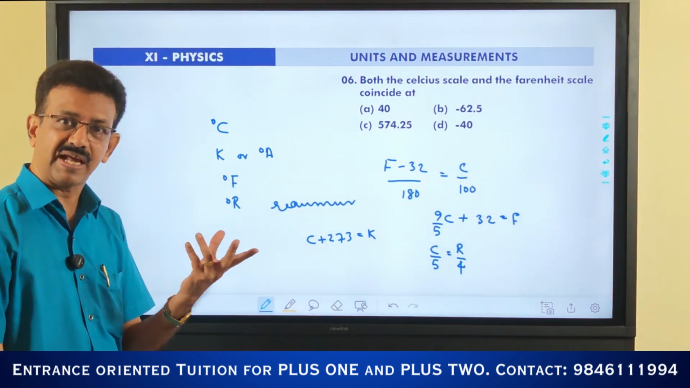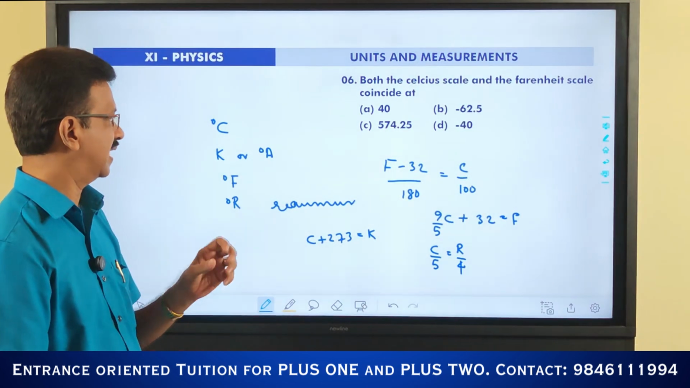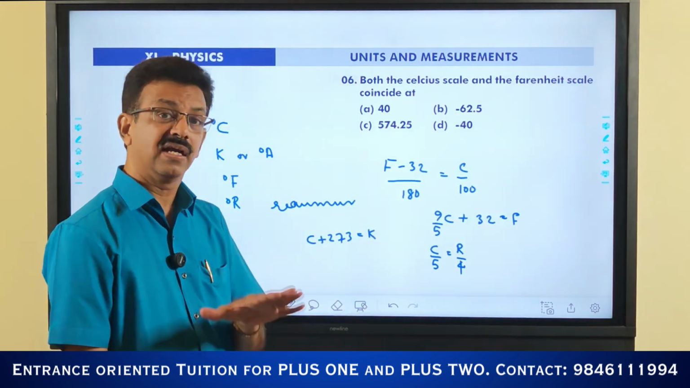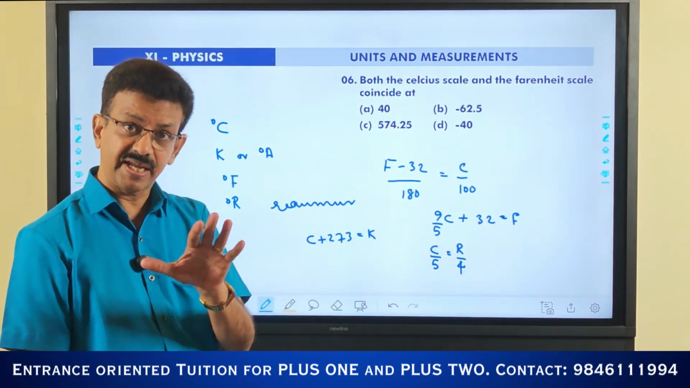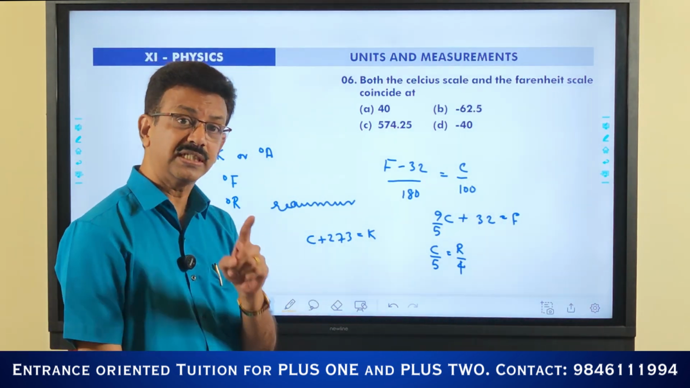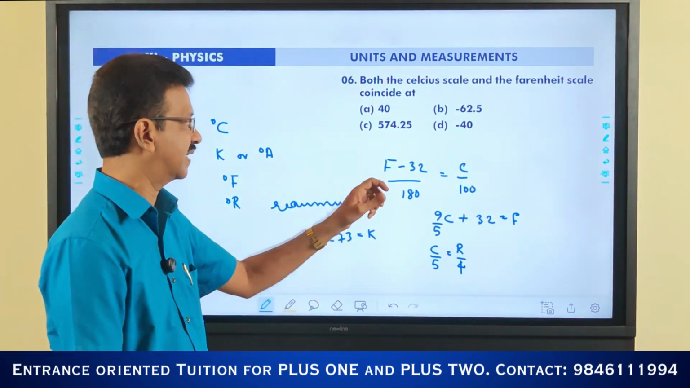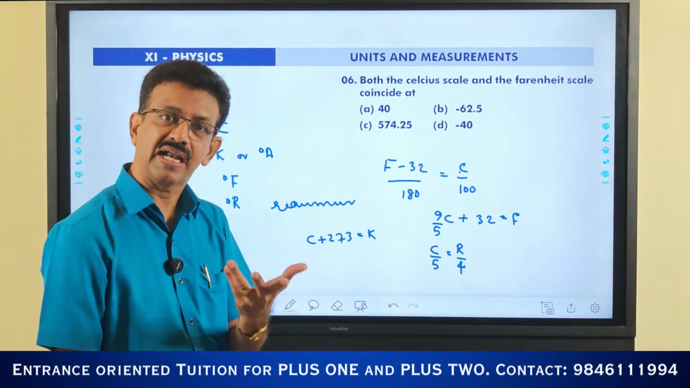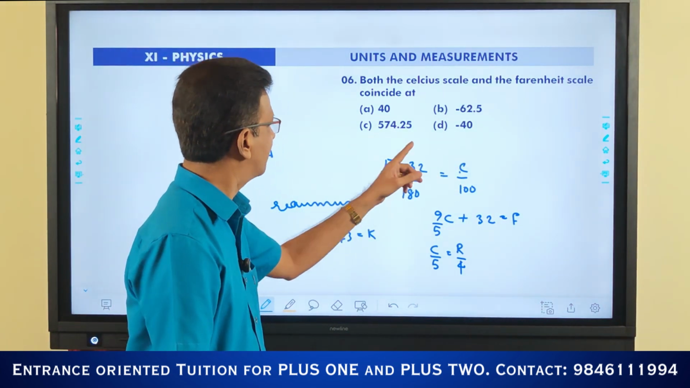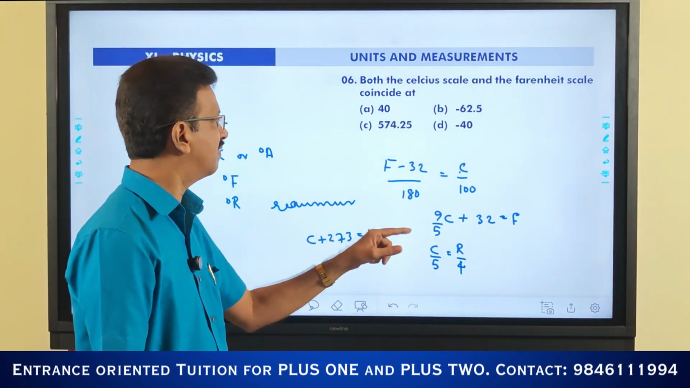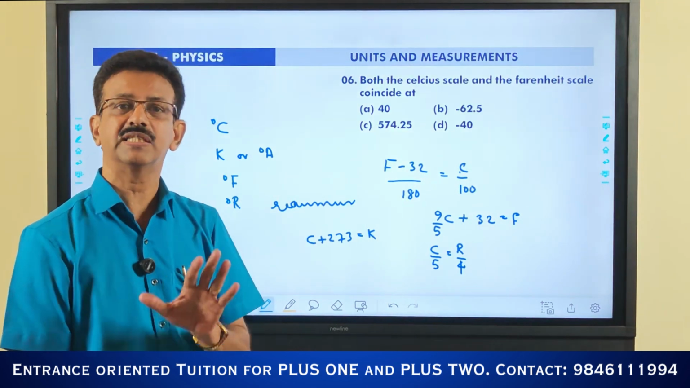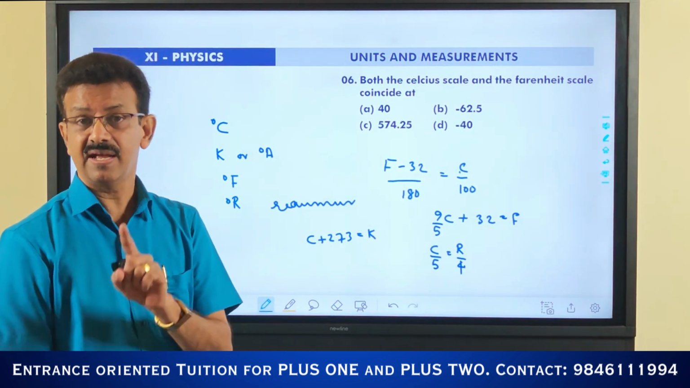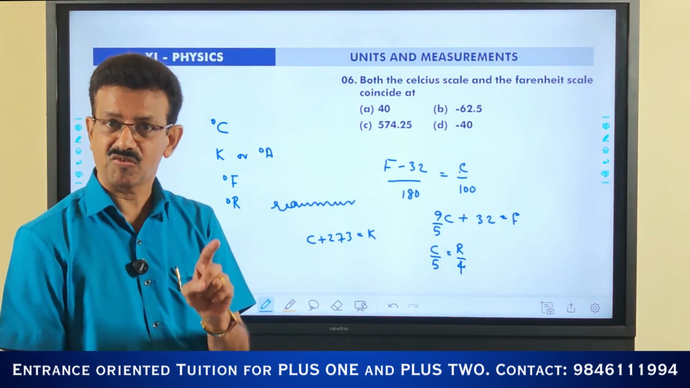We can solve that value also. How it can be obtained? Let us check. (F minus 32) by 180 equal to C by 100. If both the measuring scales give the same reading, we can use the same variable for both the letters. Instead of C, we can write X. Similarly, instead of F, we can write X. Here and here, we put X. Then solving, we will get the value of X as minus 40. That is, the Celsius scale and the Fahrenheit scale coincide at minus 40.